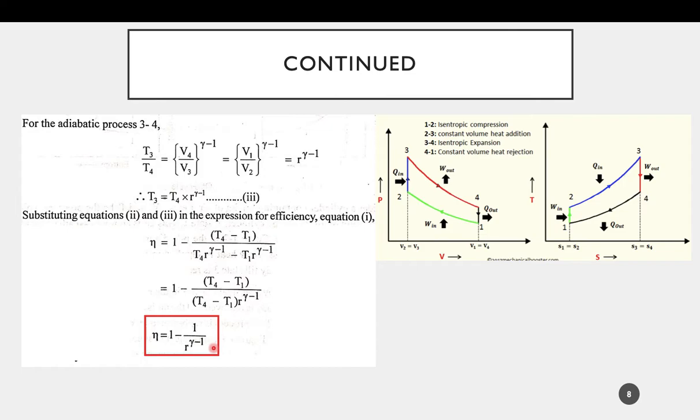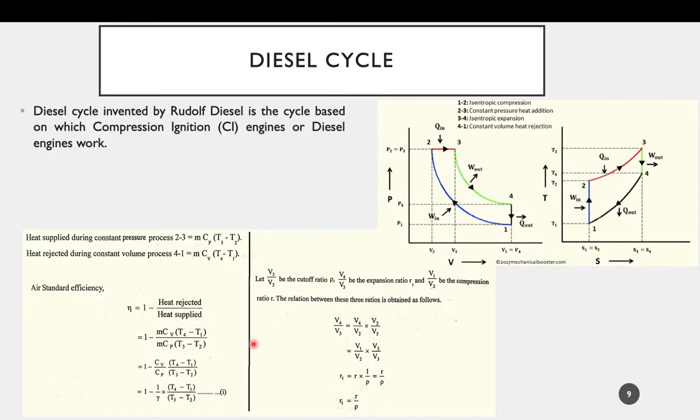So the air standard efficiency of an Otto cycle is given by 1 minus 1 by R raised to gamma minus 1, where R is the compression ratio and gamma is the index of adiabatic expansion. For air, the value of gamma is 1.4. I hope the analysis of Otto cycle is clear.